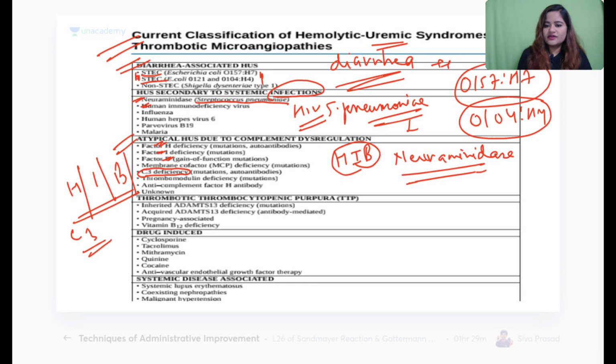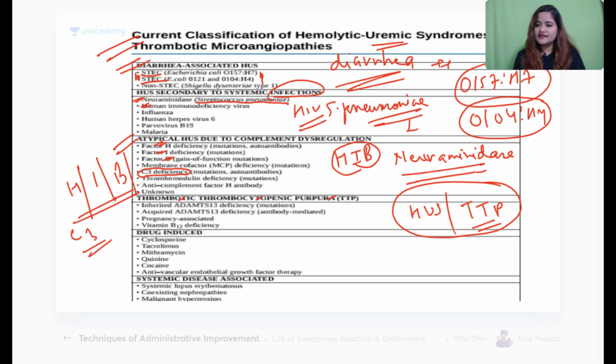इसके अलावा एक बहुत इंपॉर्टेंट कंडीशन है जो HUS की तरह प्रेजेंट करता है and needs to be differentiated, that is your TTP. TTP क्या है? It is thrombotic thrombocytopenic purpura. Now this is an inherited disorder which basically occurs due to ADAMTS13 mutation. ठीक है. ADAMTS13 mutation. इस mutation की वजह से होता है TTP.